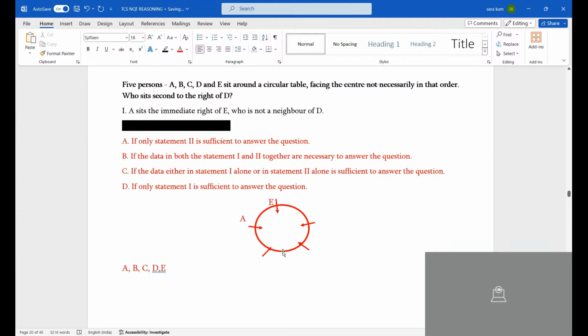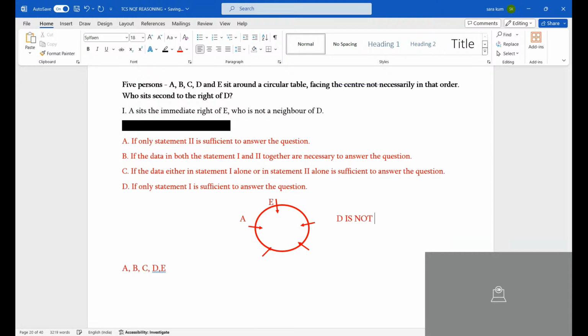You can even have the A here, but E must be here then. Okay. So A is to the immediate right of E. So I'm starting off with this. Who is not neighbor of D? Which means you cannot have D here, who refers to E, guys. Okay. So E is here, you do not have D here. D is not possible in this position.